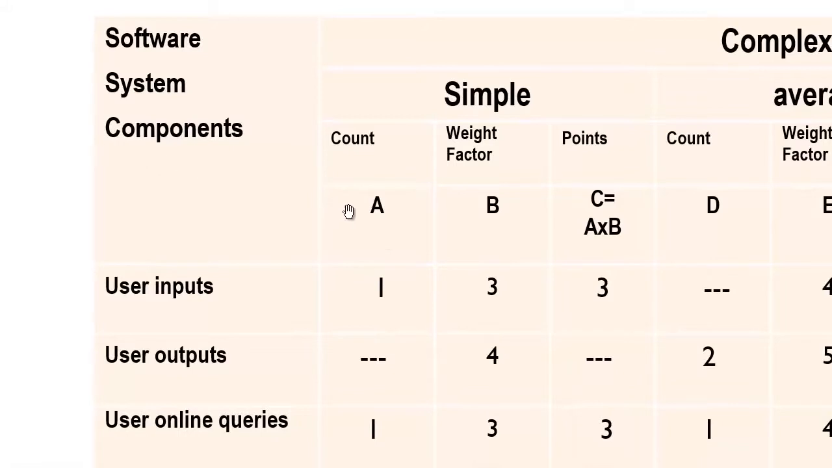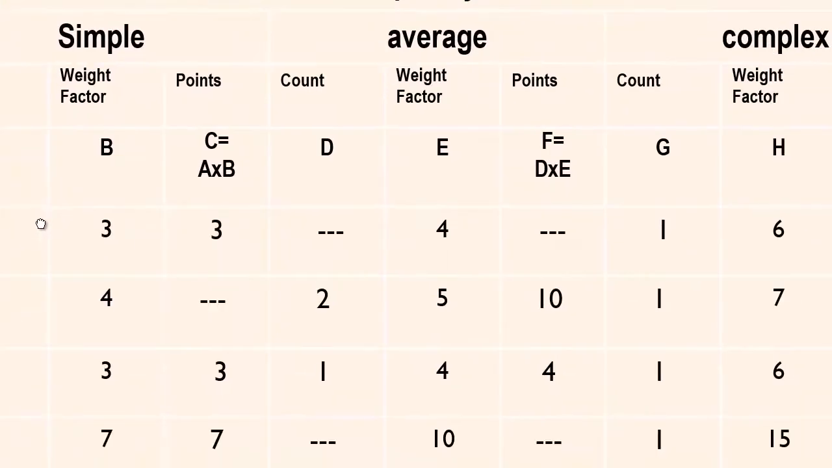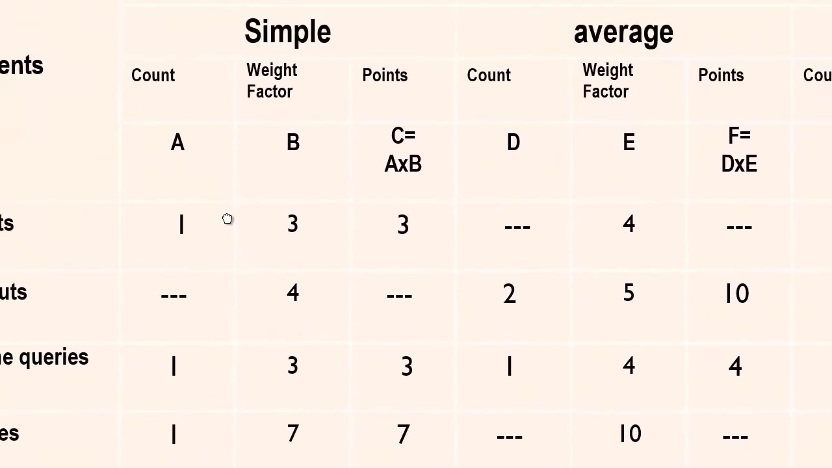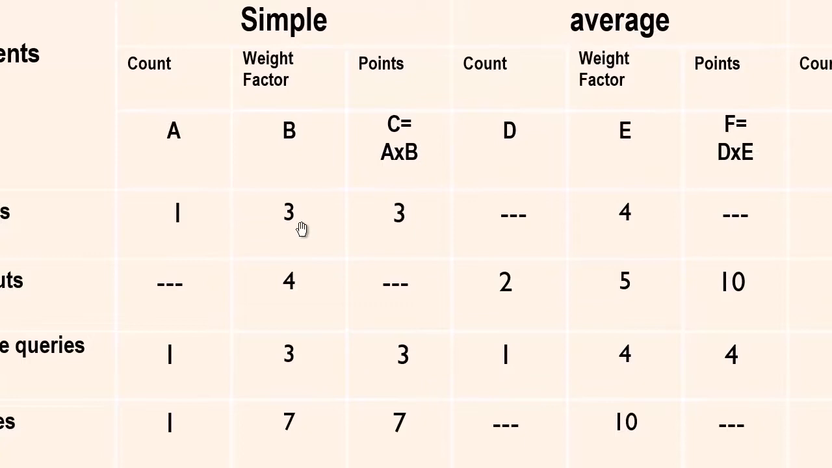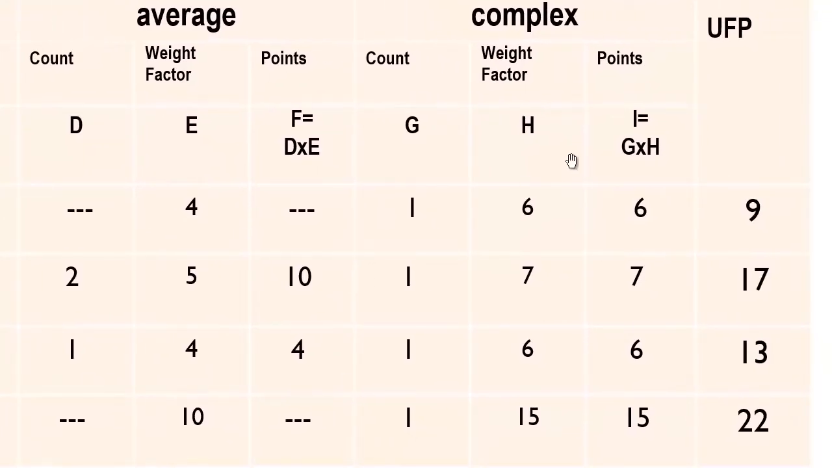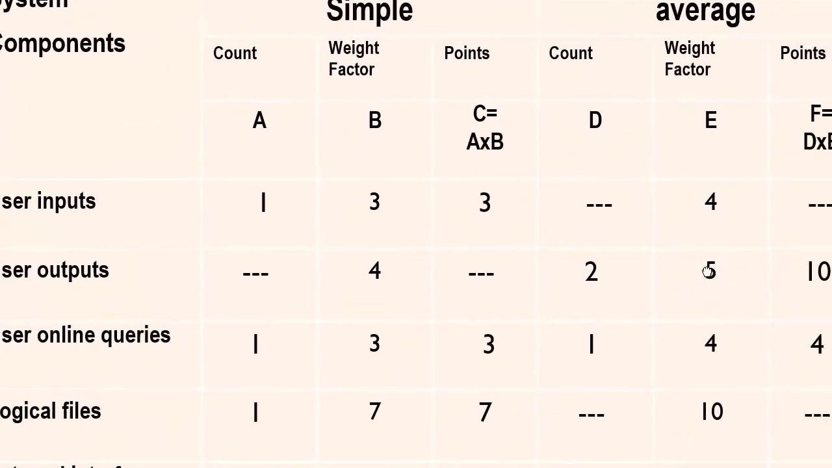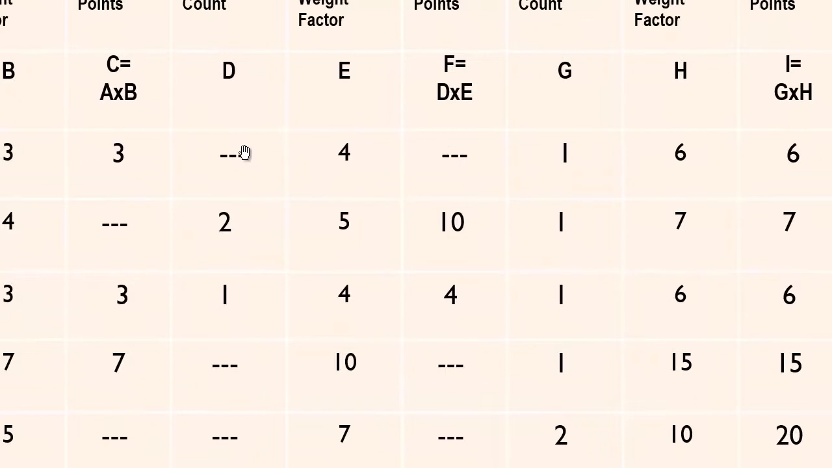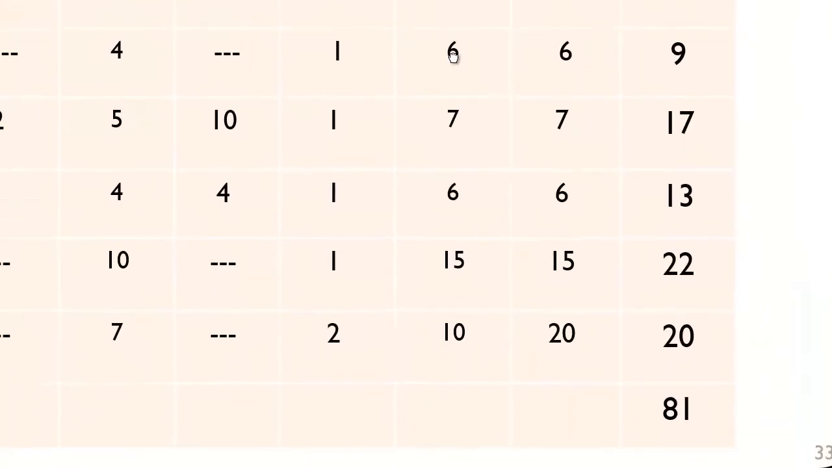You can see the different values: the count, weight factor, points. Now, if you look here, the weight factor is 3, 1 into 3 for a simple case, then for an average case and for a complex case. User outputs. Now, considering the case, you can infer that we have arrived at the value 81.